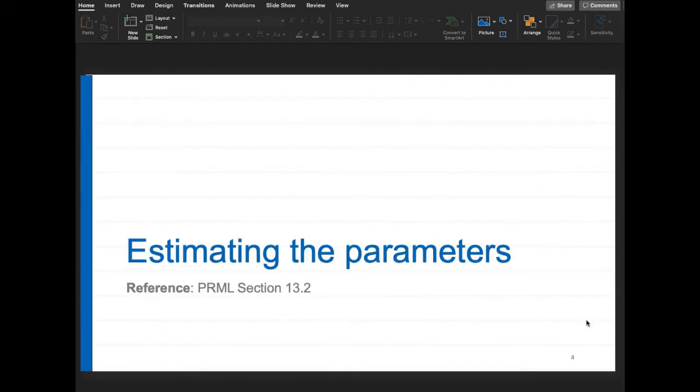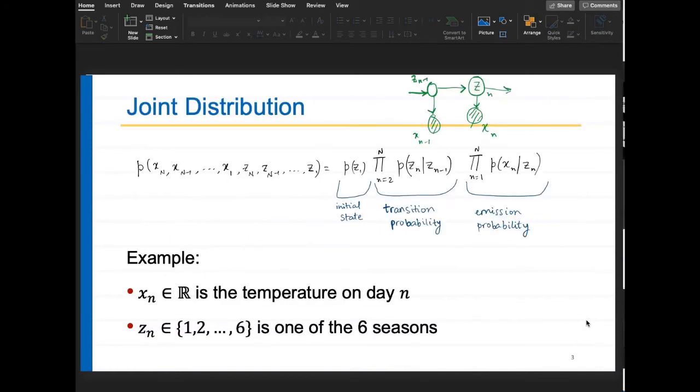So today we are going to discuss... In the last class we had seen, if a model is given to you, that is, p of z1, p of zn given zn minus 1, and p of xn given zn, if you are given models for these, then how do you compute different things like inference? How do you do inference?